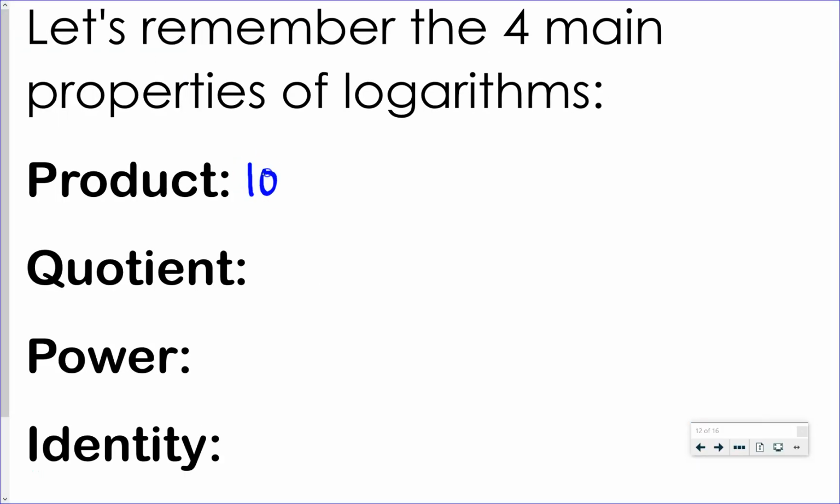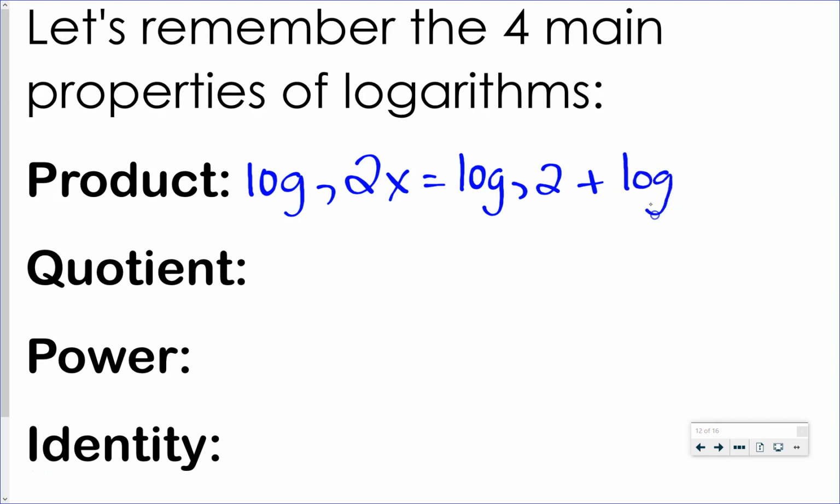All right, so if we had something that was log base 7 of 2x, and I wanted you to expand it, what would that turn into? Log 7 of 2 plus log 7 of x. So they get separated, right? With a plus sign in the middle.